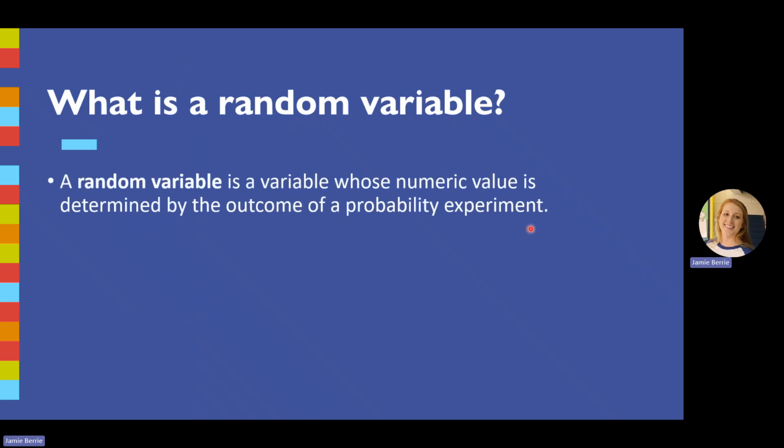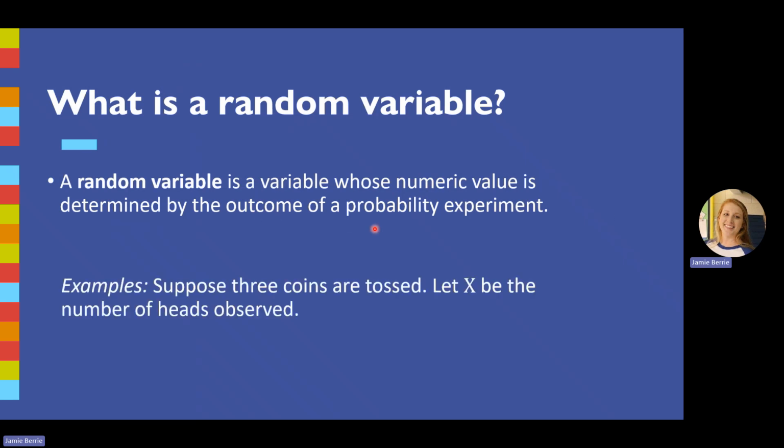A random variable is defined as a variable whose numeric value is determined by the outcome of some probability experiment. So a random variable is just a variable, something that's a value that can change. And in this case, it's going to be numeric. So it's going to be a number. And that number is determined by some experiment. And then the number is the outcome of that experiment.